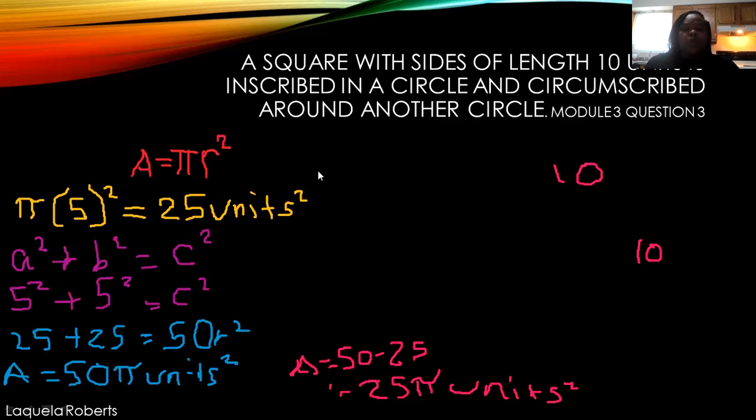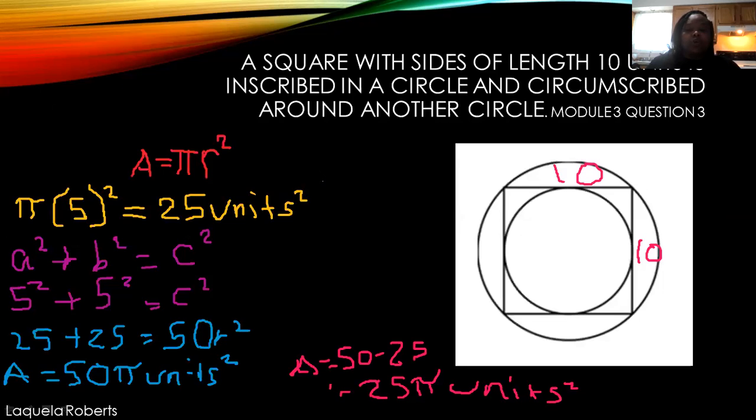Number 3, it says the square with side length 10 units is inscribed in a circle and circumscribed around another circle. As you see here, we have 10 on each, at the top and on the side. So we're going to do the area of a circle, where our formula is area equals pi r squared. If you take half of that, you're going to get 5. So that's going to give us 5 squared equals 25 units squared.